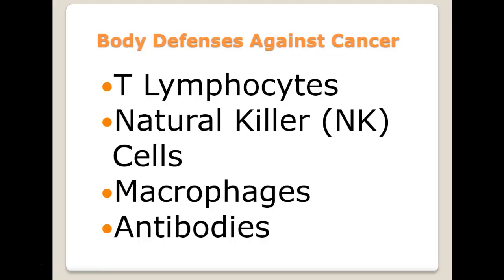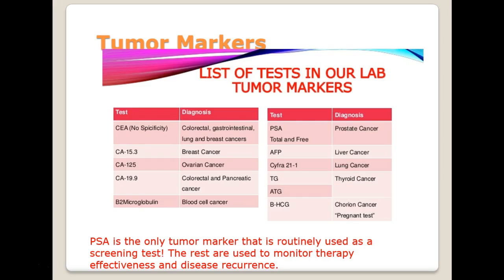So what does our body do to defend against these things? Well, we've got our T lymphocytes, our natural killer cells, our macrophages, and our antibodies. We also test for a whole list of them in the medical laboratory, and we've covered these in chemistry already, so I'm not going to go through each of these individually, but if you don't know them, make sure that you make note cards with them because these are going to show up on a quiz and exam in this immunology course. Now, of this list, all of these are used to monitor therapy effectiveness and disease recurrence, okay?